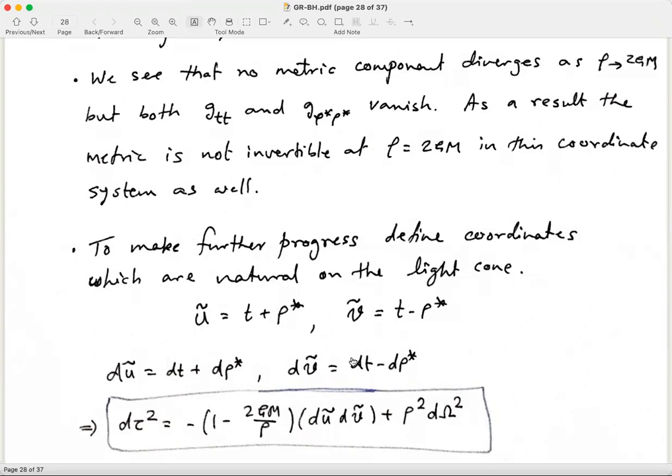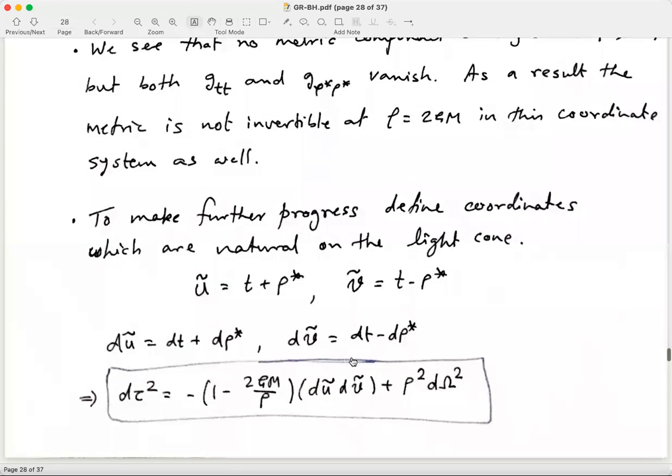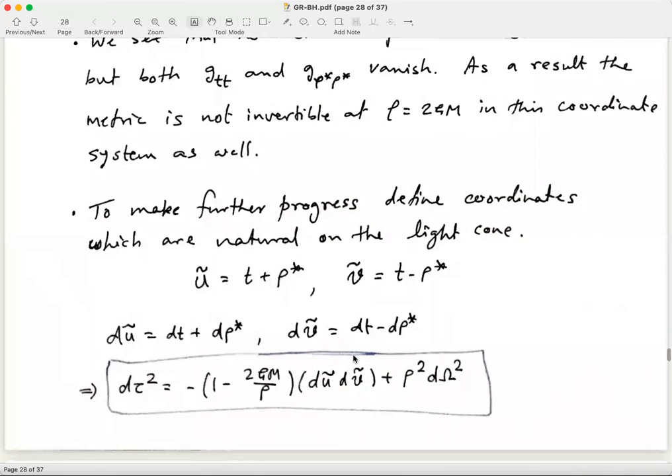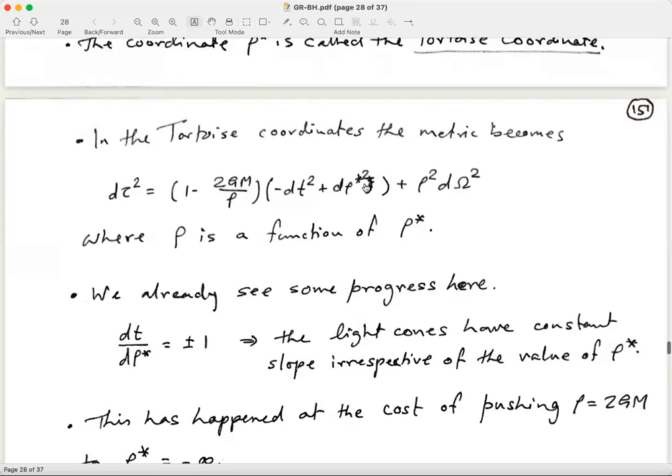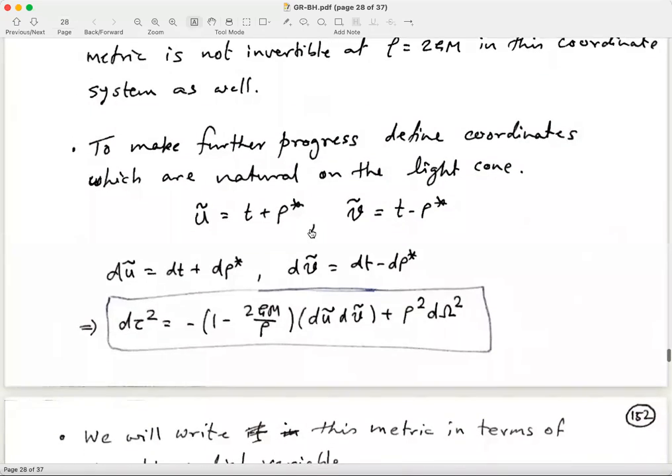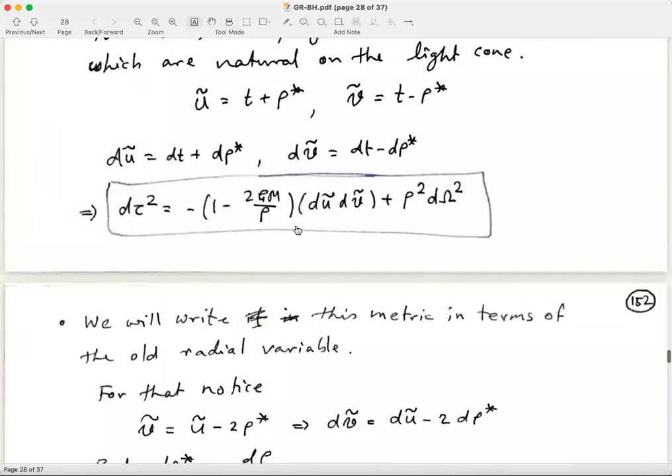So you plug this back into the metric that we had derived some time ago. It really affects only the minus dt squared plus d rho star squared piece, and nothing else. If you do that, you get a metric which looks like this: minus (1 minus 2GM over rho) du tilde dv tilde plus rho squared d omega squared.